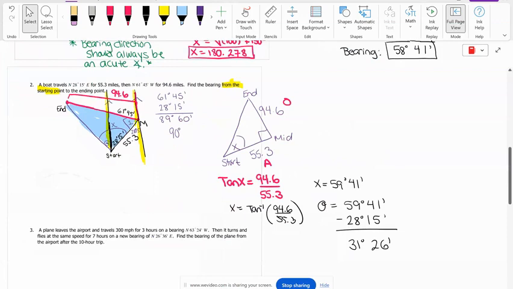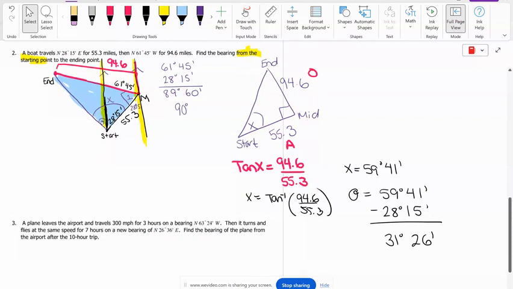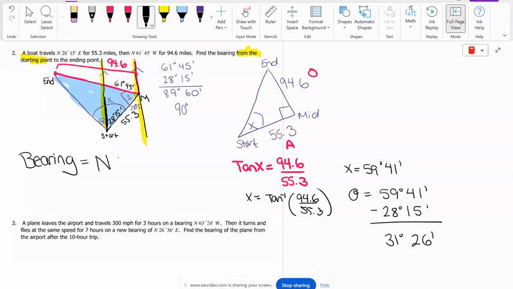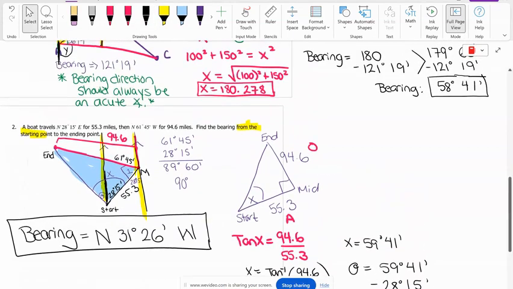So it's saying find the bearing. So with the bearing, I need direction. So here's my start, here's my end. So from the start to the end, am I going north or south? North. Am I going east or west? West. So our bearing is going to be north 31 degrees, 26 minutes west. I don't think I put direction on the other one. We need to give it direction, so let's go back because I forgot to do that before.